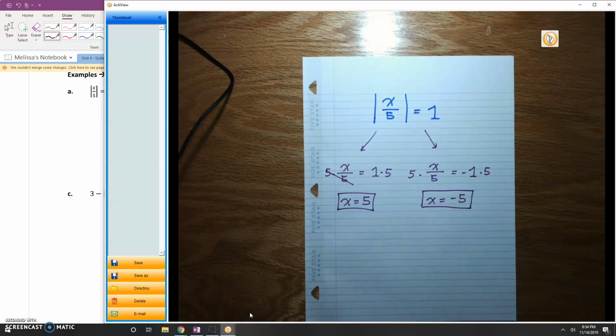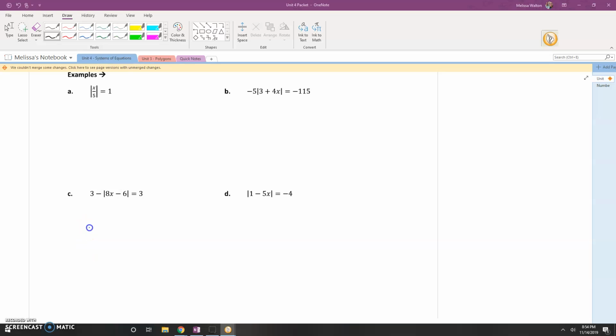All right, so let's go ahead and move on to the next problem here. And here's what I've got. I have negative 5 times the absolute value of 3 plus 4x is equal to negative 115. And the one thing that's really sticking out to me right here is this negative 5. I want to go back to an easier problem. I'm going to write down an easier problem for you guys, and then I want you to tell me how we would go about doing this.